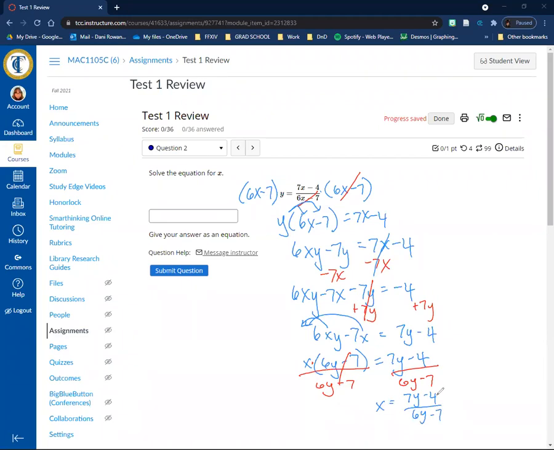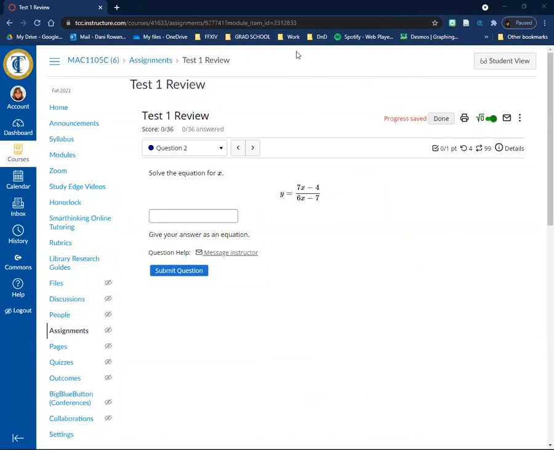Any questions about this particular problem? Okay, because one of these is definitely guaranteed on the test. So just remember when you get to this step right here, to factor out the variable that you're solving for. Okay, let's go to the next one.